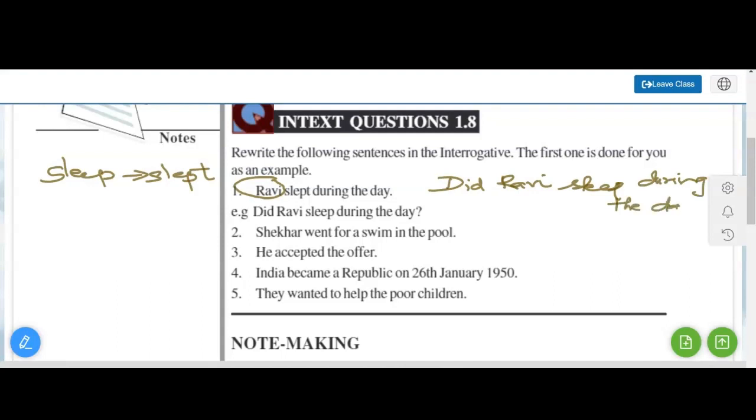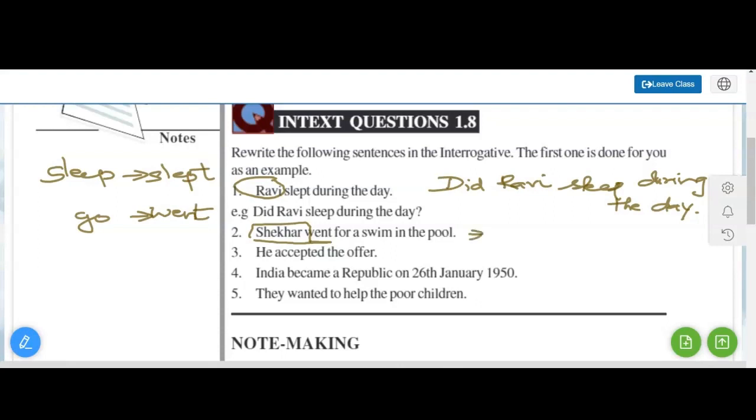Okay. Next one, here Shekhar is the subject, went is the verb. Shekhar went for a swim in the pool. We want to convert it to interrogative sentence. So first we have to find out what is the first form of went. First form of went is go. So Shekhar, and go is the first form.